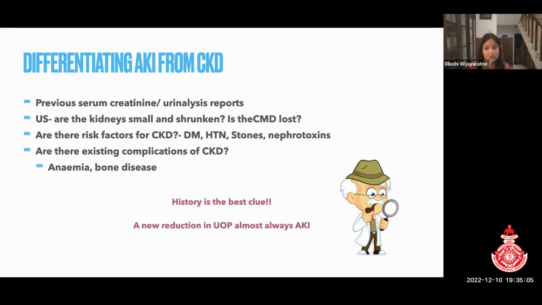So the history is still the best clue, right? Because anybody with CKD can get AKI. And a new reduction in urine output is almost always acute kidney injury. So the patient is coming to you with a problem. If the problem is reduction in urine output, then this is an AKI.